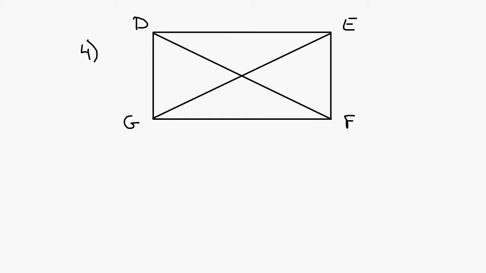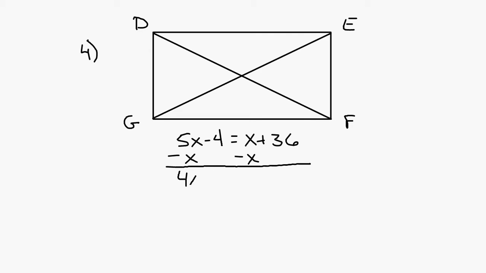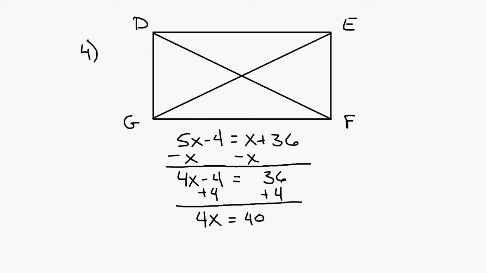So 5x minus 4 is equal to x plus 36. You're asked to find the value of x and the length of each diagonal. So if you subtract x from each side, 4x minus 4 will equal 36. Add 4 to each side. 4x is going to equal 40. And then divide both sides by 4. So your value of x is equal to 10.